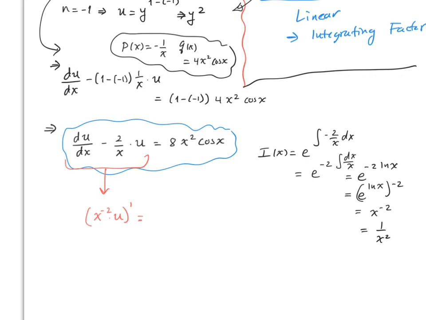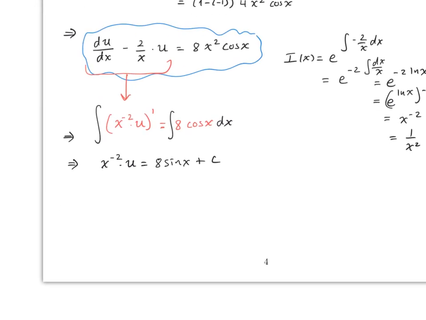Now, if you divide by x squared, clearly the x squared is going to disappear. So therefore, on the right side, you only get a cosine of x. So then, if we integrate both sides, remember with the integrating factor method, what happens is that this cancels down. So we will end up with x to the -2 times u is equal to a sine x plus c.